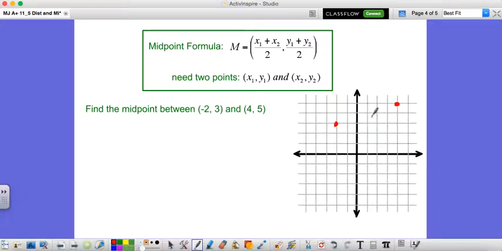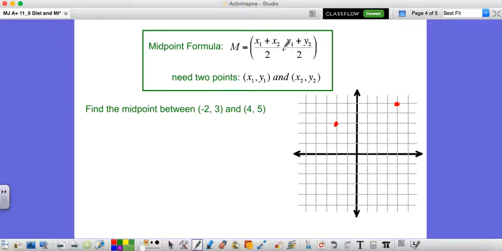And some of you might visually be able to just look and know where the midpoint is, but sometimes it's harder than others. So we do have this midpoint formula. And the computation is pretty minimal with the midpoint formula. All you're doing is taking, for your x-coordinate, x1 plus x2 divided by 2, and for your y-coordinate, y1 plus y2 divided by 2.